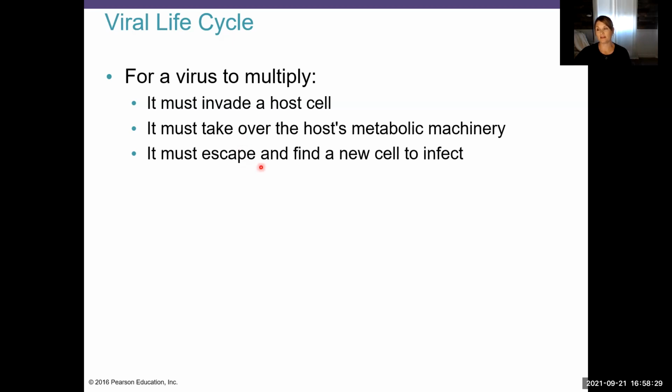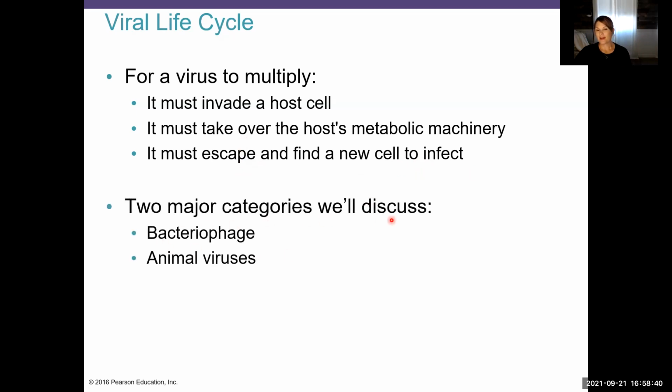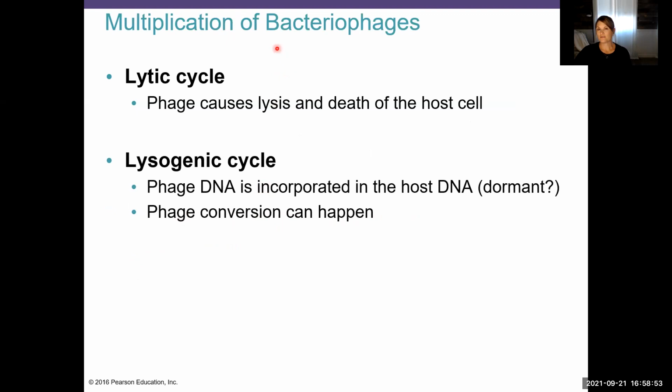Is one that doesn't make you too sick, so that you can easily pass that virus on to a new healthy cell. All right. So two major categories we're going to discuss, two major viruses again: bacteriophage, viruses that infect bacteria, and then animal viruses. So just kind of the theme for today is what we're going to continue on with, those two types of viruses. Okay, so first the bacteriophage. So bacteriophage can go through two different kinds of cycles. The first is called a lytic cycle, and the second is called a lysogenic cycle. So two different phases there.